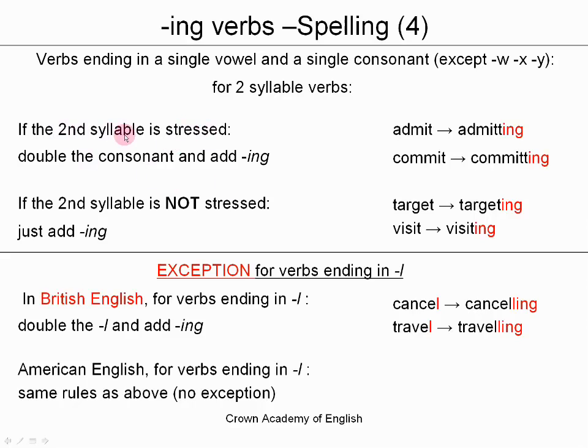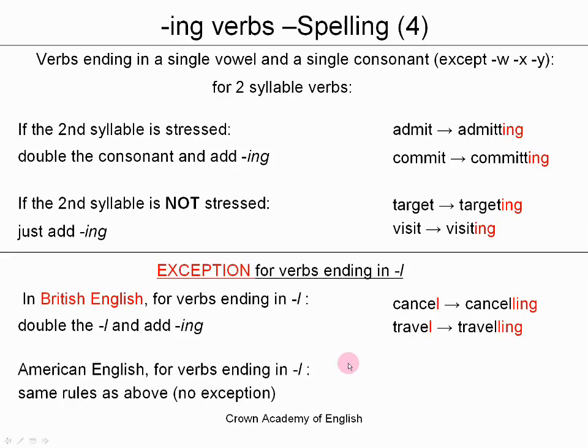Is it the second syllable? If it is, then we double the consonant and we add ing. And if the second syllable is not stressed, we just add ing after the letter L. That's it. So that is American English. So for American English, we ignore this exception.